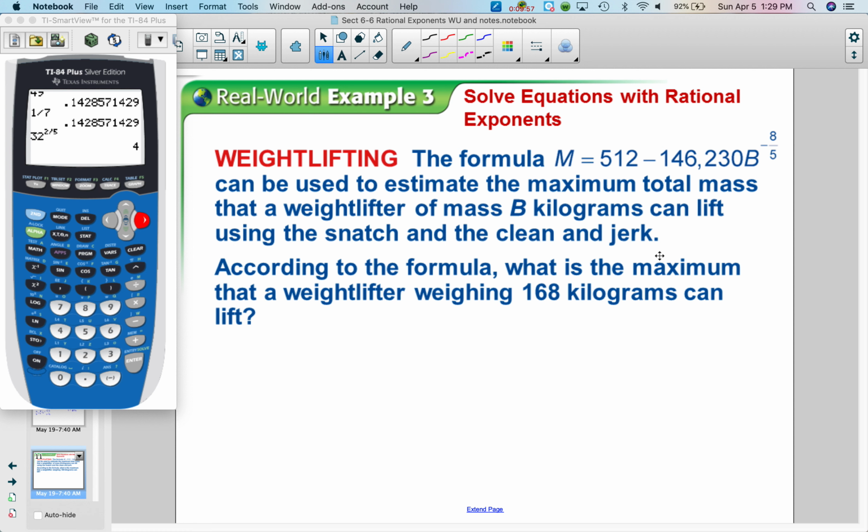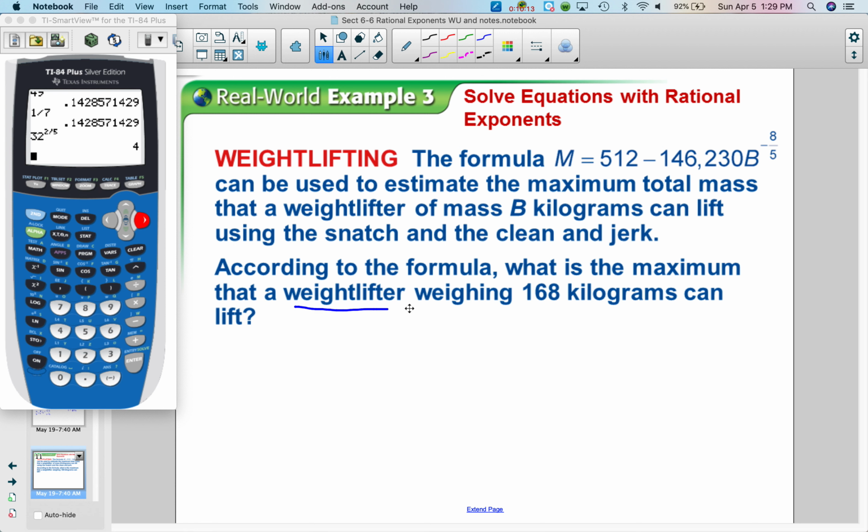If I were in class, I'd either show you what that is talking about, or I'd have a weightlifter in our class demonstrate that for you. Google it if you want to know. According to the formula, what is the maximum that a weightlifter weighing 168 kilograms can lift?